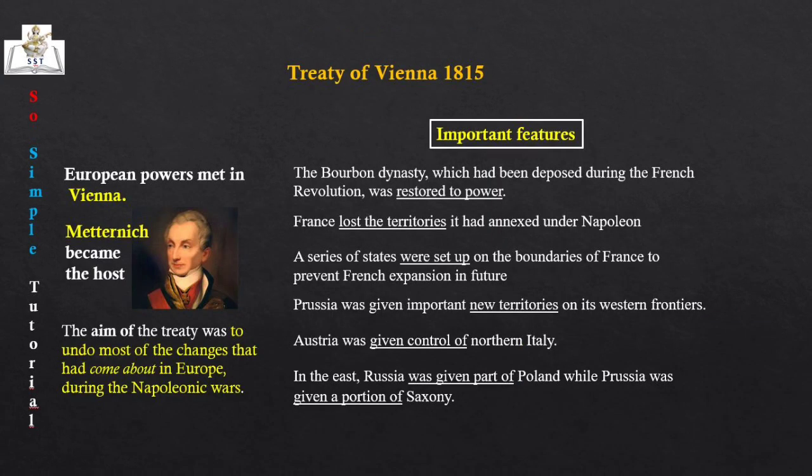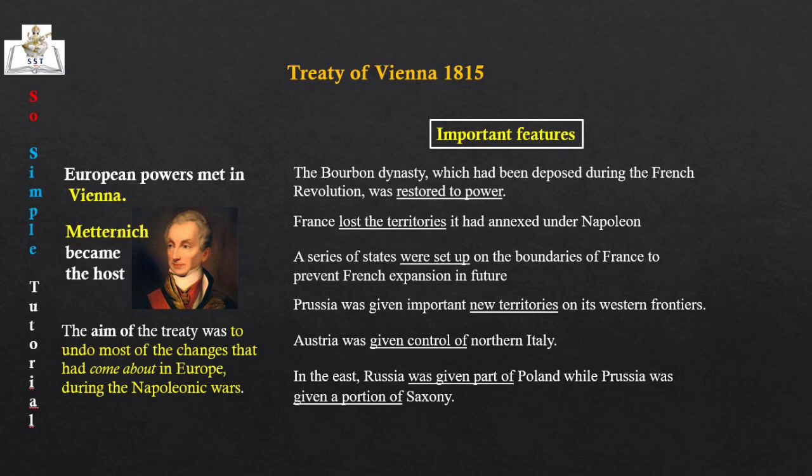Let us now revise the next subtopic, a new conservatism after 1815. Students, Napoleon had badly mutilated the political map of Europe. To suit his convenience, he had torn away territories from some states and added them to some other states. So, after defeating Napoleon in 1815, the problem before the major European powers was how to redraw the map of Europe. So, they met in Vienna to settle this issue. Metternich became the host.